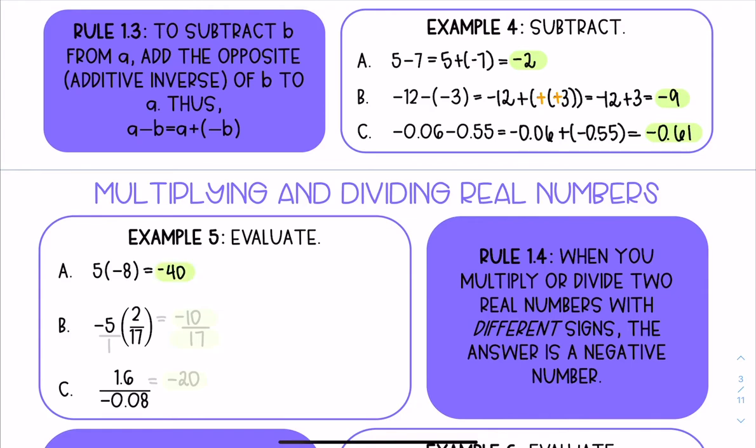Negative 5 times 2 over 17. Again, we have two different signs. And just as a refresher, when we multiply fractions, we multiply across the top and the bottom. So I rewrote negative 5 as negative 5 over 1. And then we multiply across the top. So negative 5 times 2 is negative 10. And then 1 times 17 gives me 17. You always want to make sure you can't break it down anymore, and we can't with negative 10 and 17.